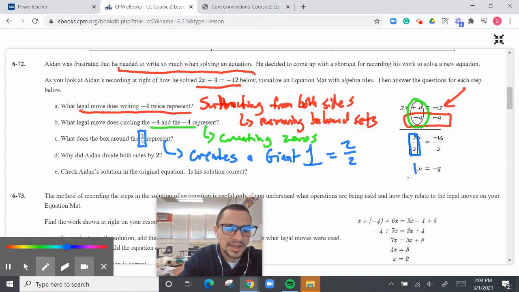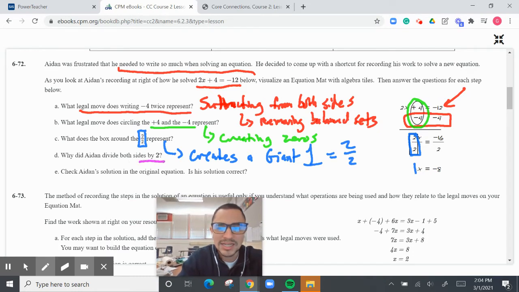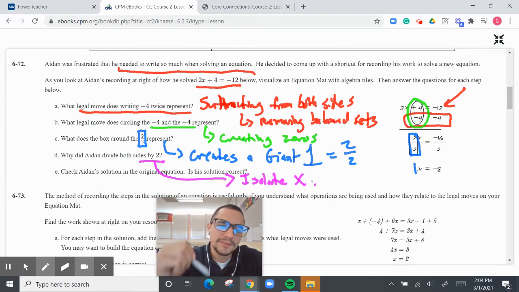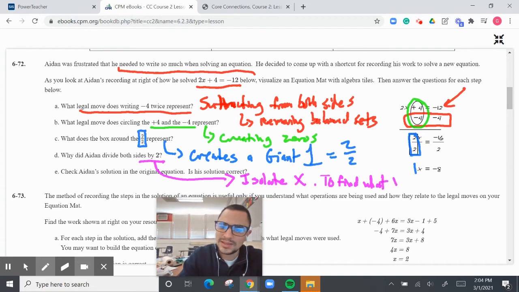And then we also have this right here. I'll use this purplish pink one. Why did Aiden divide both sides by 2? Well, he divided by 2, and I'm going to put this right here, in order to get x isolated. All right, so we're going to isolate x, and to find what 1x equals. To find what x equals.